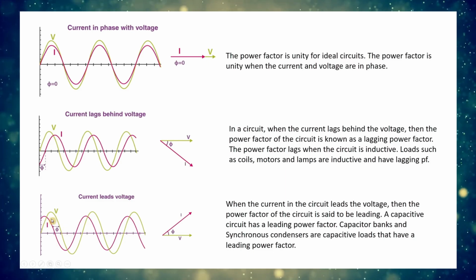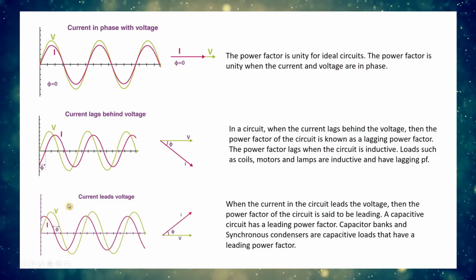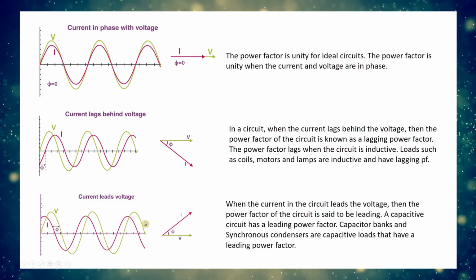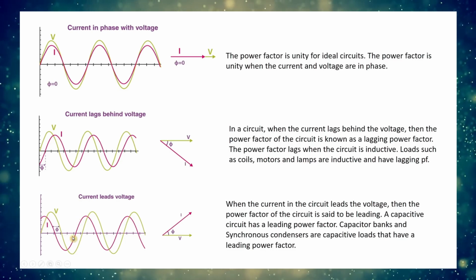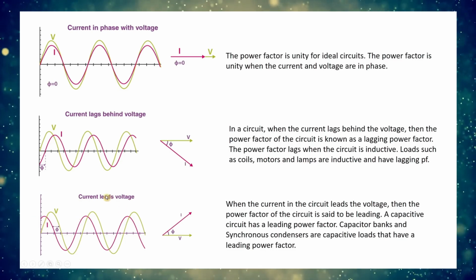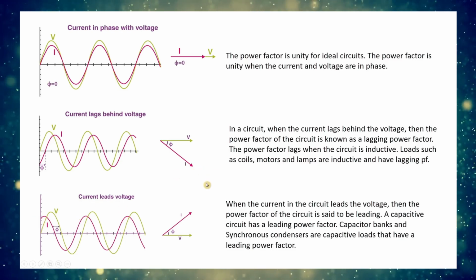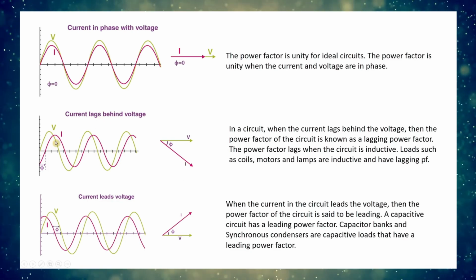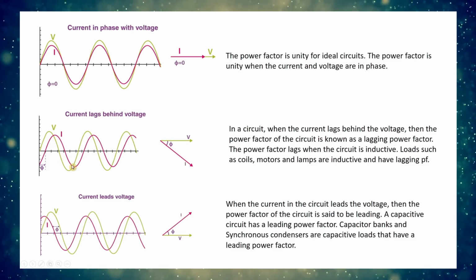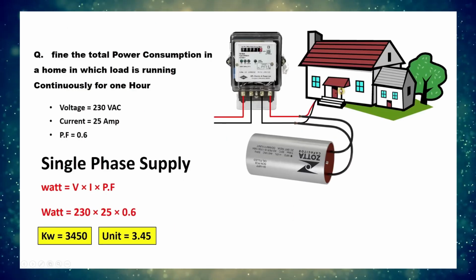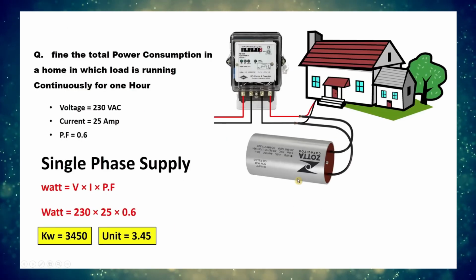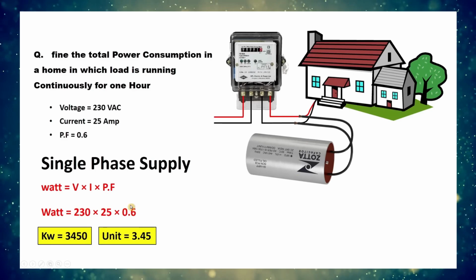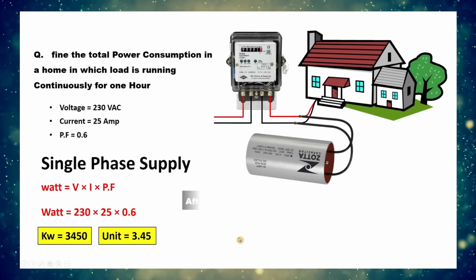Lagging power factor is there when you connect an inductive load in your home. Inductive load means if you connect a motor in your home, then voltage leads and current lags. Similarly, if a capacitive load is connected, then current will lead and voltage will lag. And if in your power supply voltage is lagging and current is leading, then it is known as leading power factor.